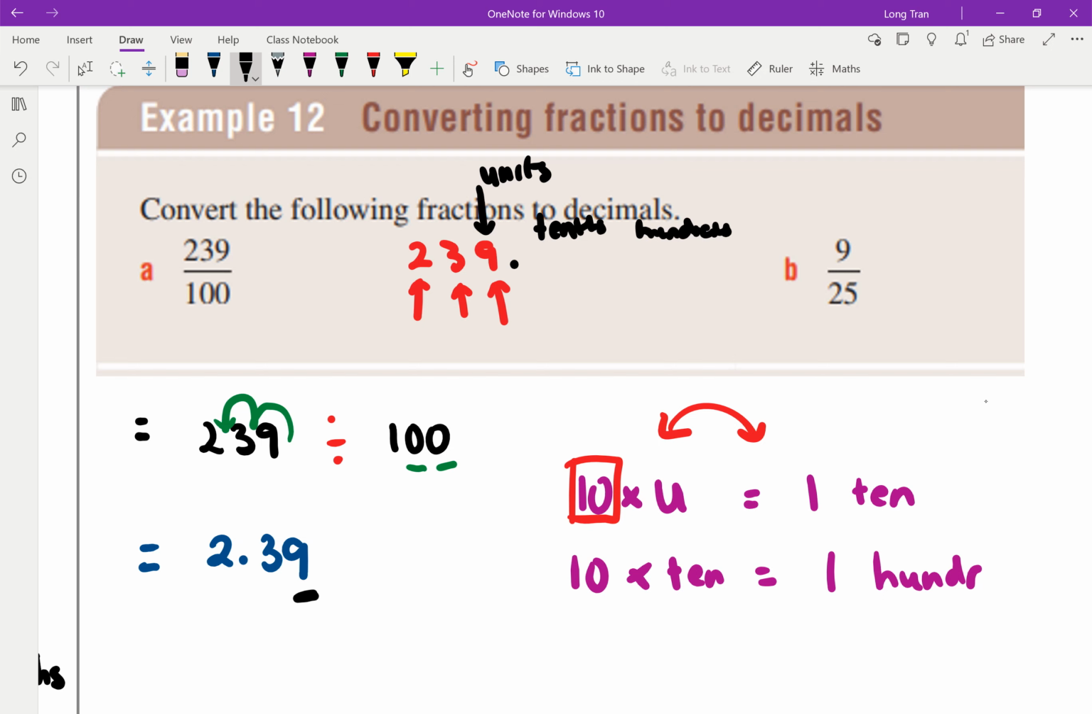And the 3, which is currently in the tens position, moves 2 places back. So it moves 1, 2, and ends up in the tenths position. That's why 3 is in the tenths position. And then the 2 is in the hundreds position at the moment.